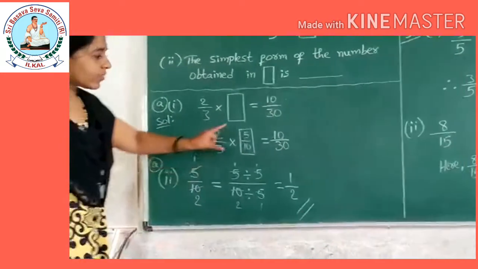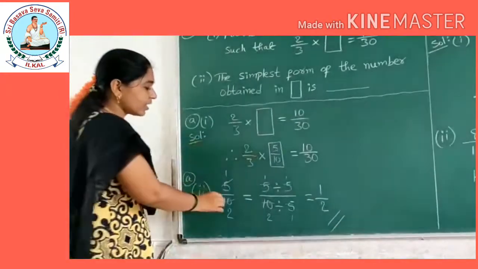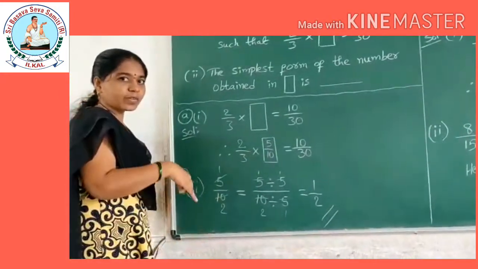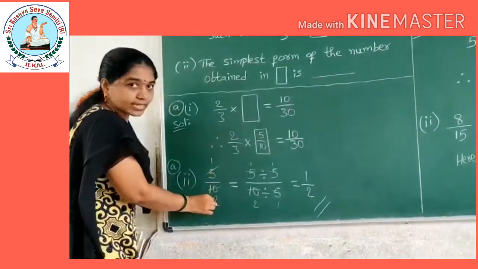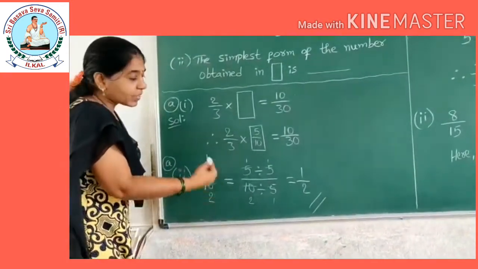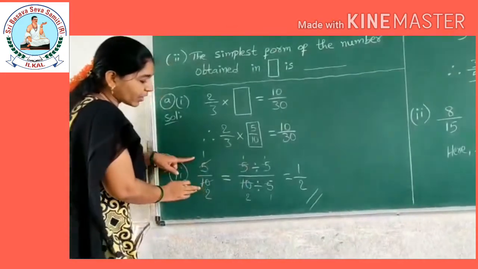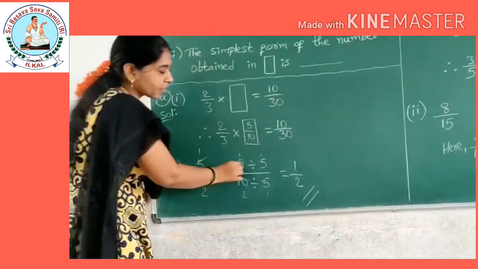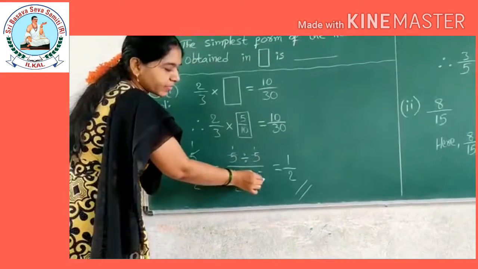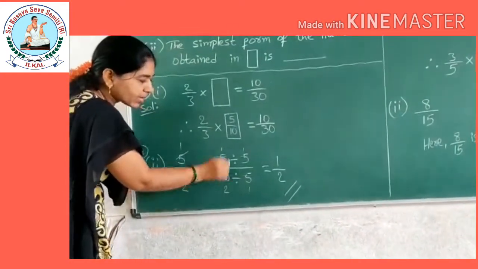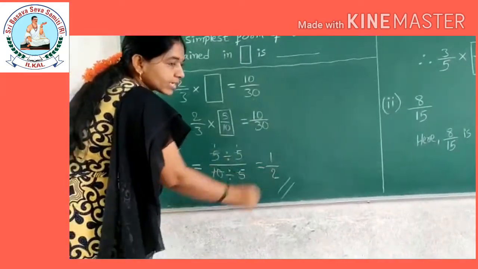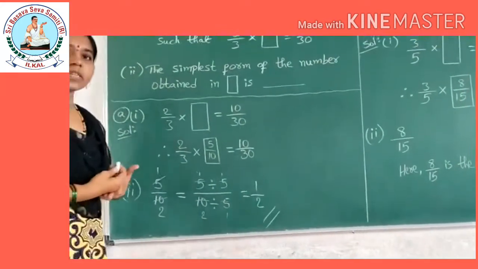Here what answer you got? The same thing we have to take and simplify it. 5 divided by 10. 5 ones are 5, 5 twos are 10. Directly we can cancel. Otherwise, HCF of 5 and 10 is 5. 5 divided by 5, 10 divided by 5. Here 5 cancels, 1 ones are 1, 5 twos are 10. Like this also we can simplify.